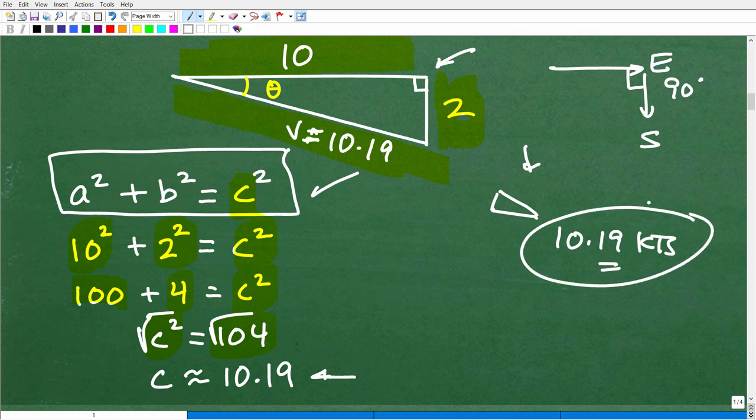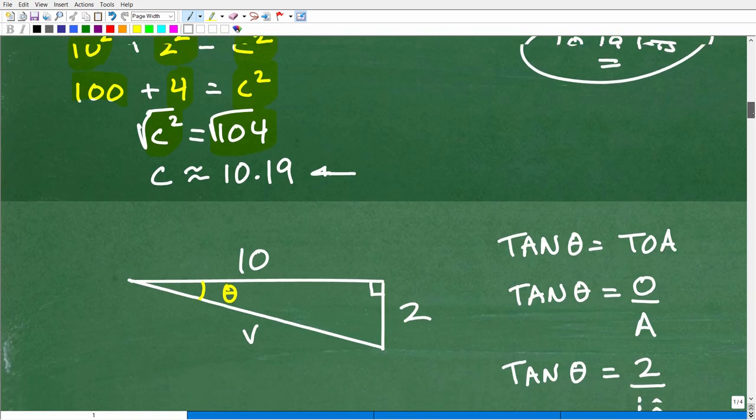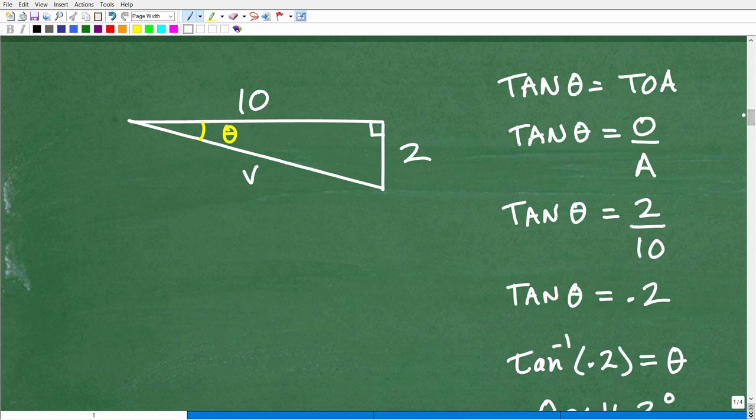So we have the new speed, or the actual speed of the boat in the water, but now we need to get this angle right there. How do we do that? This is going to require some basic trigonometry, and if you forgot, I'm going to show you. What we're going to want is the tangent. Remember your SOHCAHTOA. If you're not familiar with basic right triangle trigonometry, I have tons of videos on this in my pre-calculus and geometry playlist.